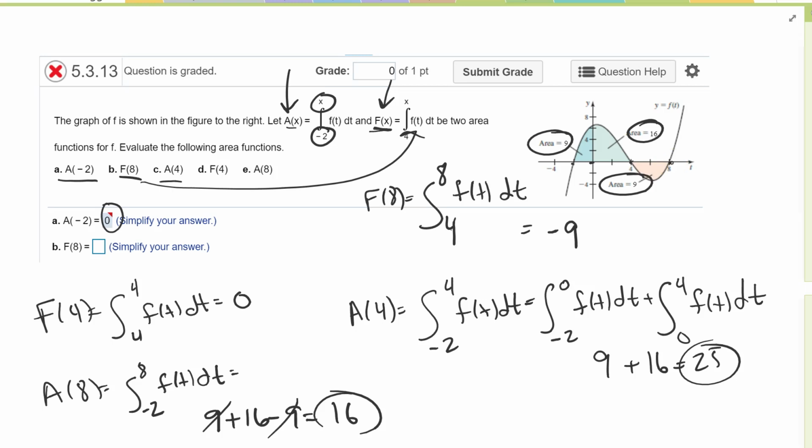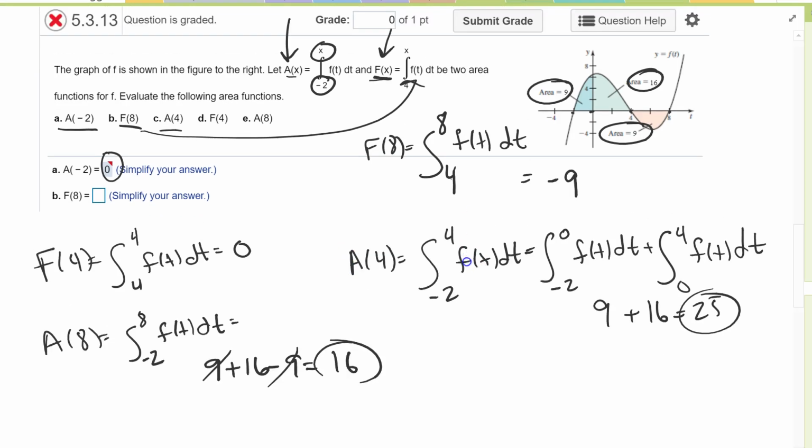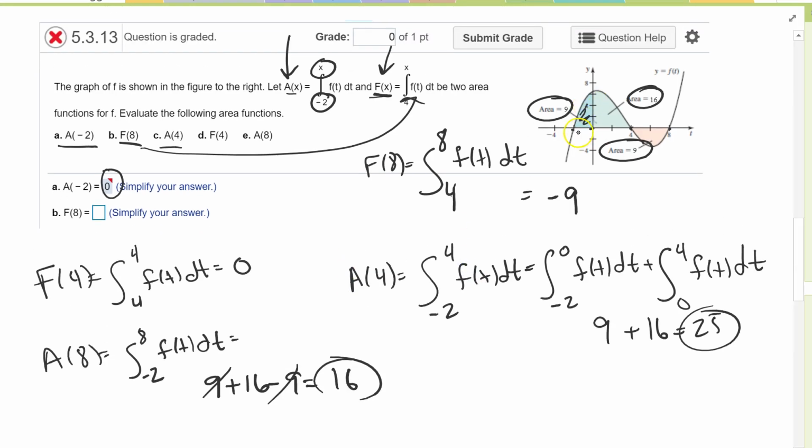So hopefully that helps on this one. Pretty straightforward on the area underneath the curve from A to B, depending on the notation.